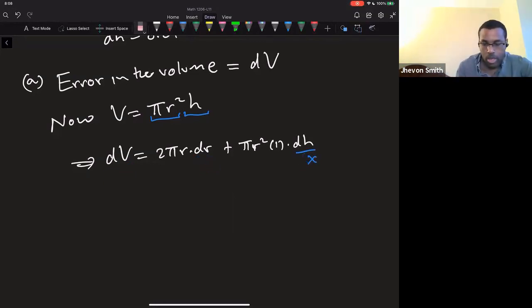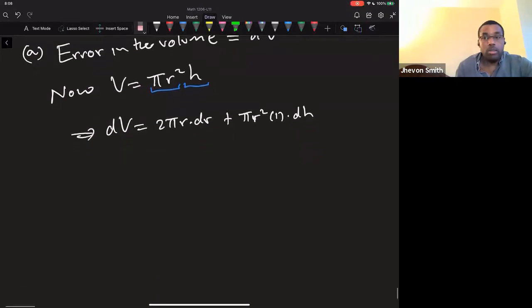But right here, that's how you'd apply differentials. So you find the derivative with respect to r, find the change in r, you find the derivative with respect to h, you find the change in h, and you attach them this way because that's how differentials work.